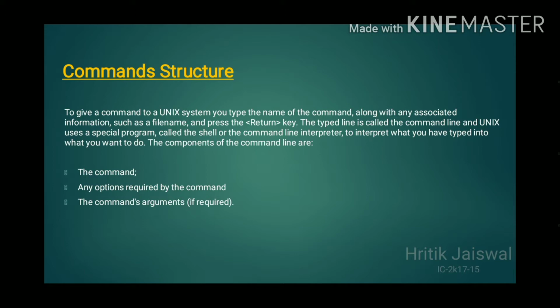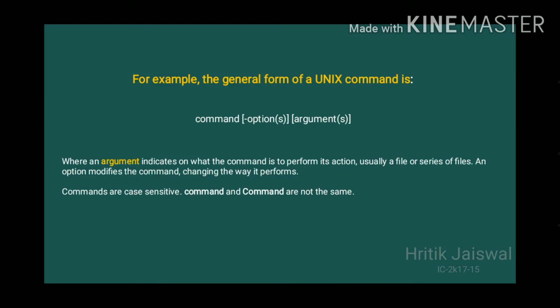The components of a command line are the command, any options required by the command, and the command's arguments. The general form of a command is: command, option, argument. An argument indicates on what the command is to perform its action, usually a file or series of files. An option modifies the command, changing the way it performs.